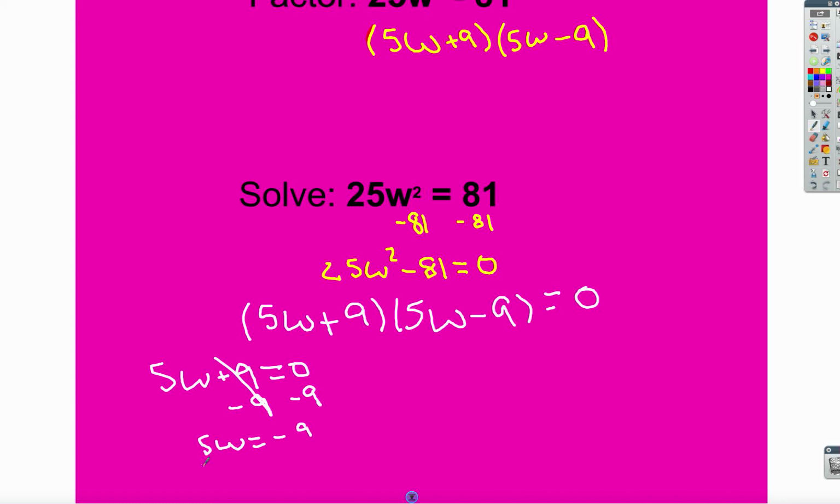I would divide both sides by 5. And that gives me w is negative 9/5. That's my first answer. And if I were to solve this second one equal to 0, I would get positive 9/5.